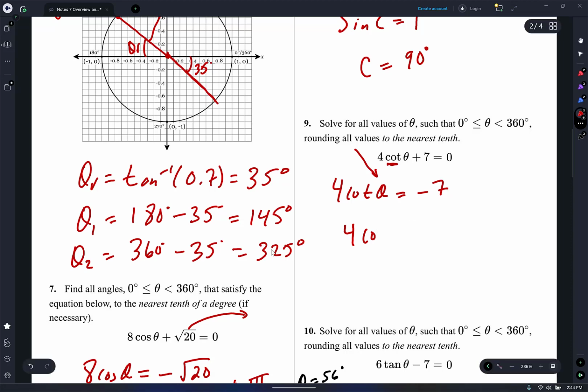All right, what were we saying? Oh yeah, that right there. Next, you're going to divide by 4, right? So you write cotangent theta equals -7/4. And I know what you're thinking. You're like, oh yeah, I know how to do this, I'm just going to find the reference angle by dividing by 7/4.